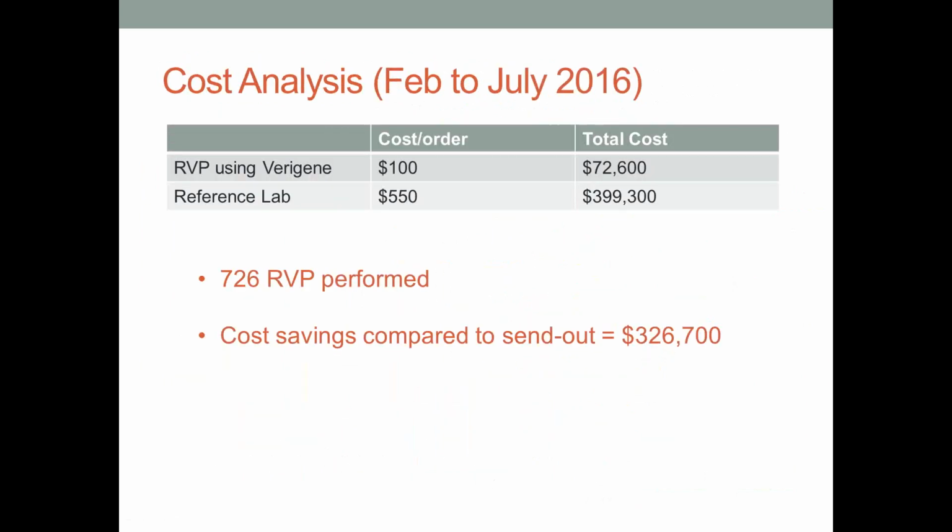And then I want to look quickly at some cost analysis. So our cost to do the complete profile using the VERIGENE is about $100 per test. That's the reagent cost. So for the 726 tests we've performed since we went live, the cost of that in reagent would be $72,600. If we had sent those all out to our reference lab, that would have come up to almost $400,000. So it's important to point out that we wouldn't have sent those all to our reference lab.